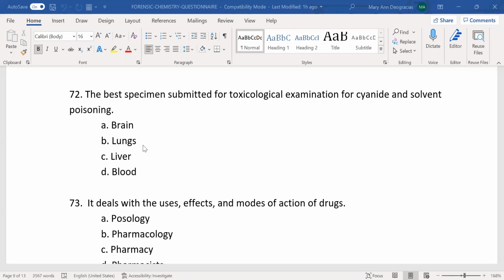Ayan, carbon monoxide. Then liver naman, this is for exhumed bodies, yung naagnas ng katawan ng tao. So the best specimen to be submitted is the liver. Exhumed bodies yung liver, saka decomposed bodies. Tapos, blood is for alcoholism. Ayan, very good.